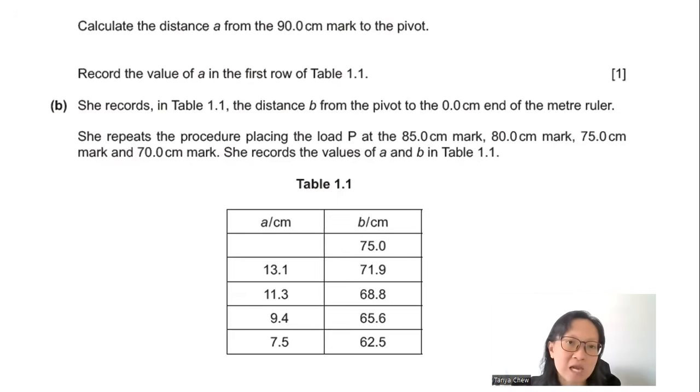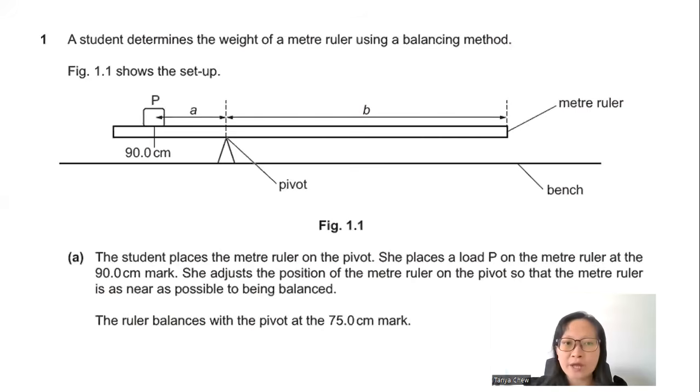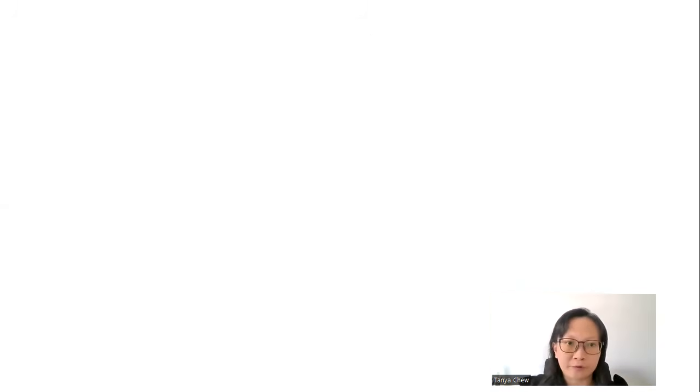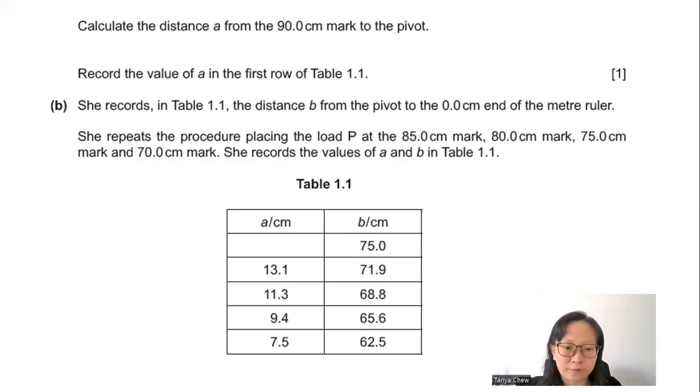Calculate the distance A from the 90 cm mark to the pivot. Record the value of A in the first row of table 1.1. So I use my own cm rule to do my measurement from one end of the arrow to the other end of the arrow. So the answer that I got for A is 15 cm.